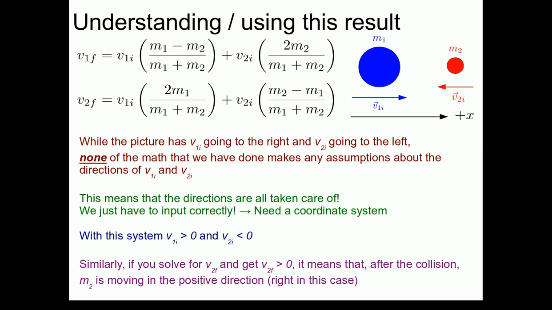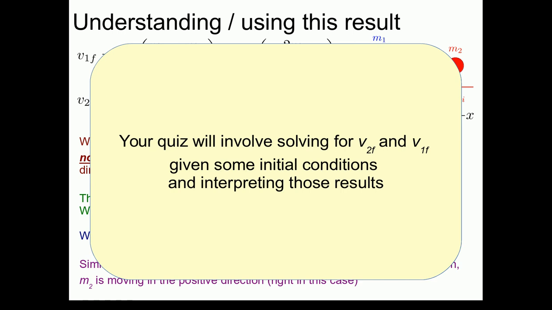What do I mean? I mean that if you solve this for V2f, and you happen to get that V2f is greater than 0, it means that after the collision, m2 is moving in the positive direction, which we have defined to be to the right. In your quiz, you will solve for V2f and V1f, given some initial conditions, and interpret those results. This concludes this video.